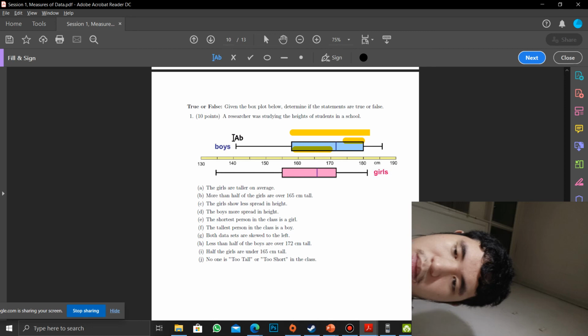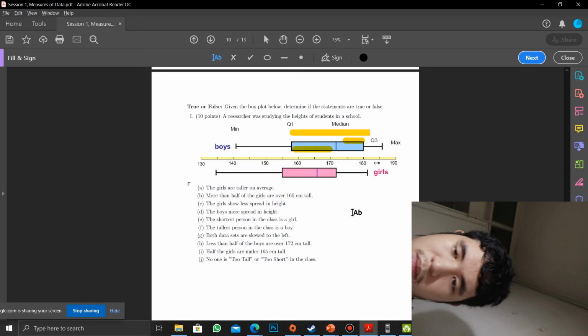Okay, last one. Last recap. So, it's lowest value, minimum, Q1, median, Q3, maximum. Diba? Maximum. Sige, itong letter A false na agad.